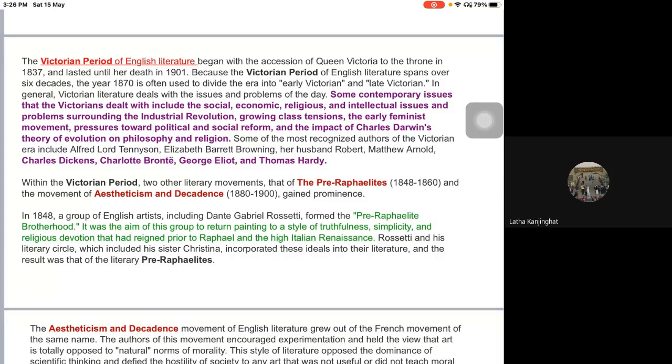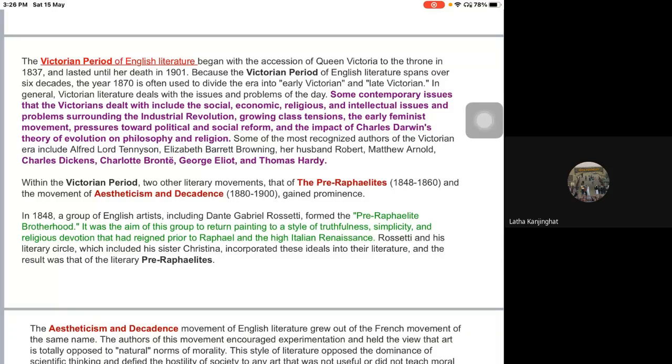We have been talking about these things with regard to the introductions that we did for many of the novels that we studied, right? How social reforms and political reforms were being introduced, what was happening in England at that time, the impact of Darwin's theory of evolution on philosophy and religion. All of these form important thematic concerns in Victorian literature.